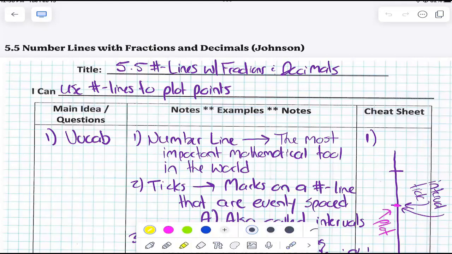Today we are going to talk about the 5.5 notes, which are called number lines with fractions and decimals and also even percents. We good? Yes. So if I can get this figured out, we're good to go.